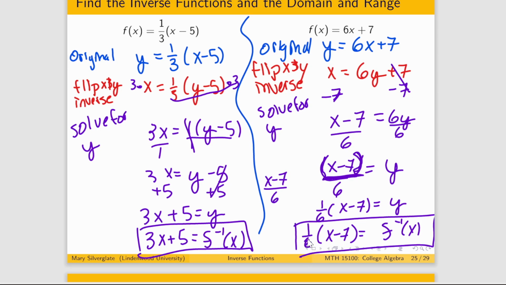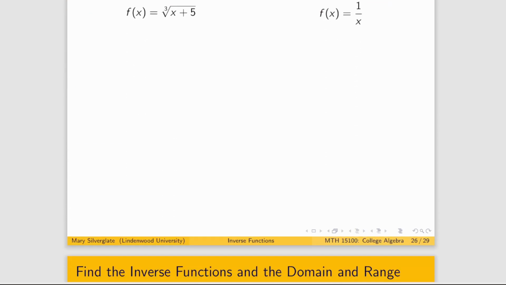And again, kind of as a sanity check, they feel like they should be inverses. If on the original you first multiply by 6 then add 7, on the inverse you're first subtracting 7 and then multiplying by 1/6.